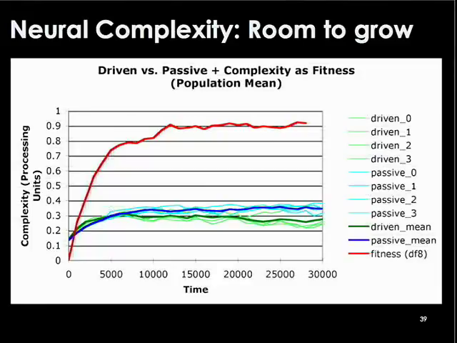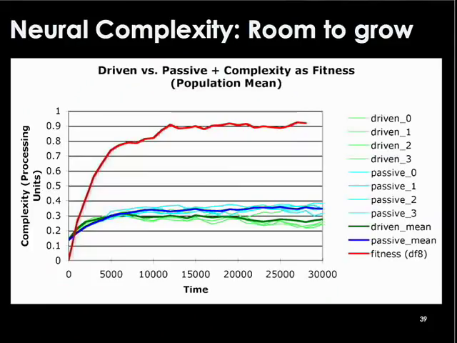Well, we jury-rigged Polyworld to put in a fitness function mode. This is no longer natural selection. We reward you solely for having a complex brain. And that's the red one here. This says the simulation can support much higher complexity if you really force it to. So in short, this basically says there's room to grow for evolution. So the next step will be making a more complex environment and trying to move these curves closer up to the red.